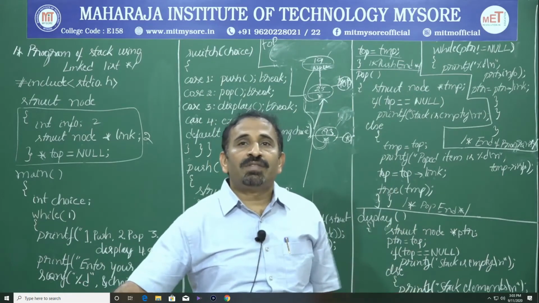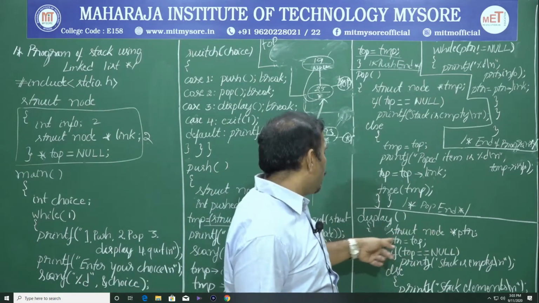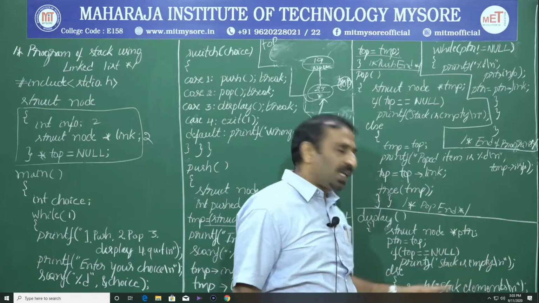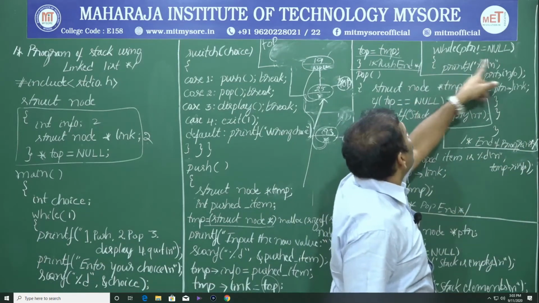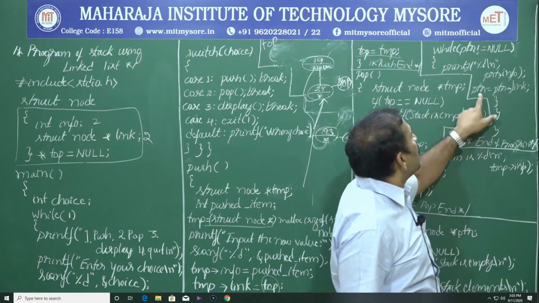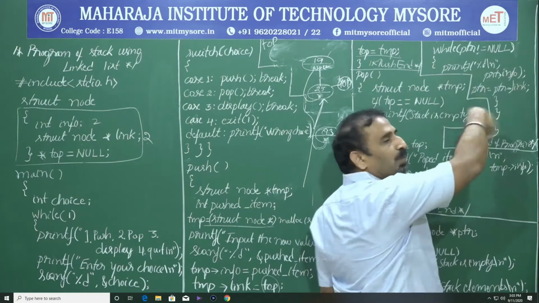Here it is checking with a null. So same procedure. Create one local variable like this. If top equals null, it means the stack is empty. Otherwise, print the elements while ptr is not equal to null. ptr arrow information is printed, go to the next node, ptr equals ptr arrow link. Then keep doing this.